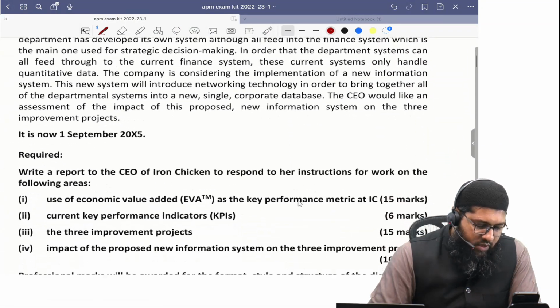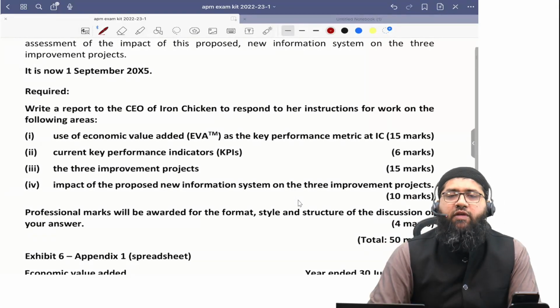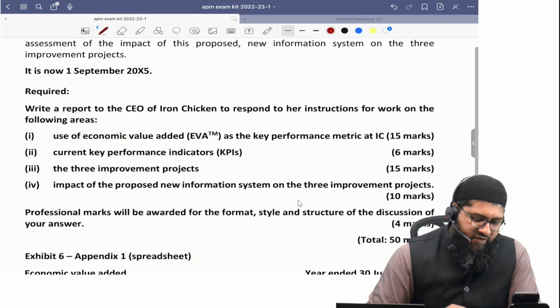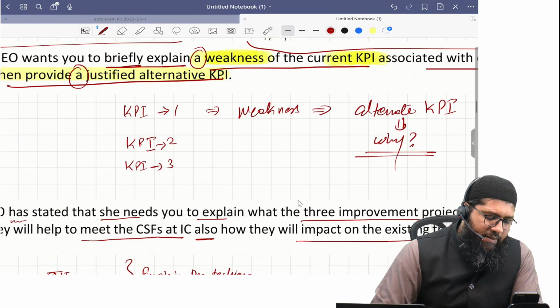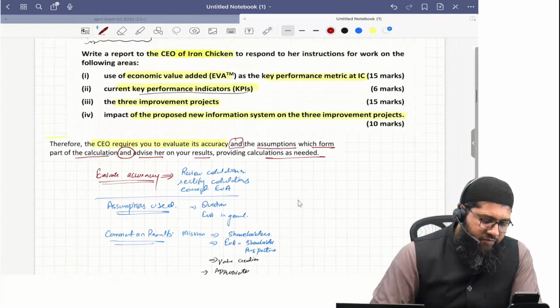And lastly, the impact of the proposed new information system on the 3 improvement projects. Let me just guide you a bit about how this information system scenario is going to be done.